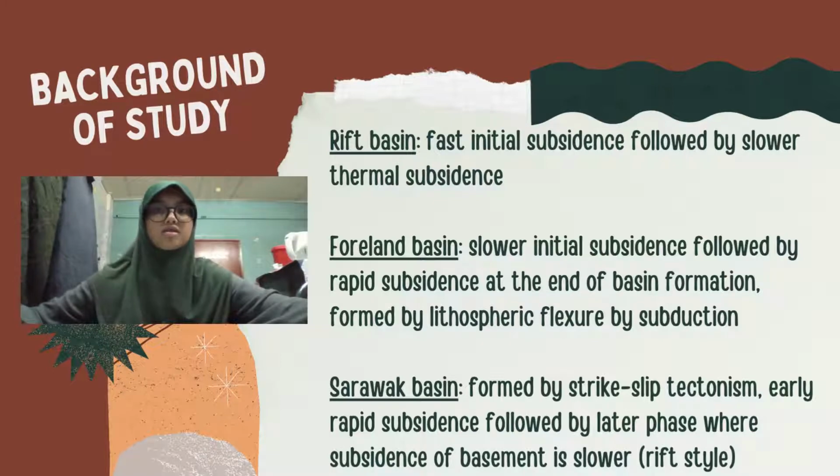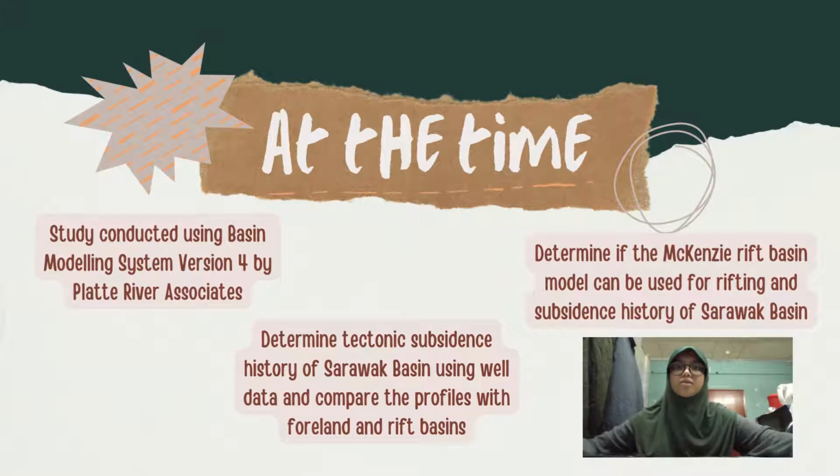And last but not least is the Sarawak Basin, which is formed by strike-slip tectonism, early rapid subsidence followed by a later phase where subsidence of the basement is slower. So it is similar to the West type basin. So first, we must understand the situation at that time. At the time, there were two seismic interpretations, which is the foreland and the strike-slip basin.